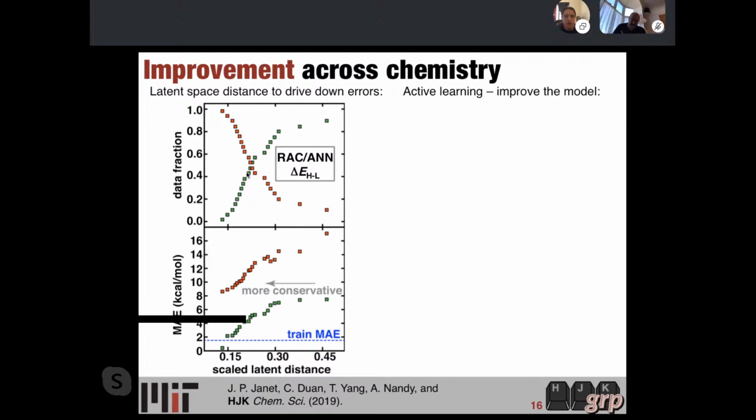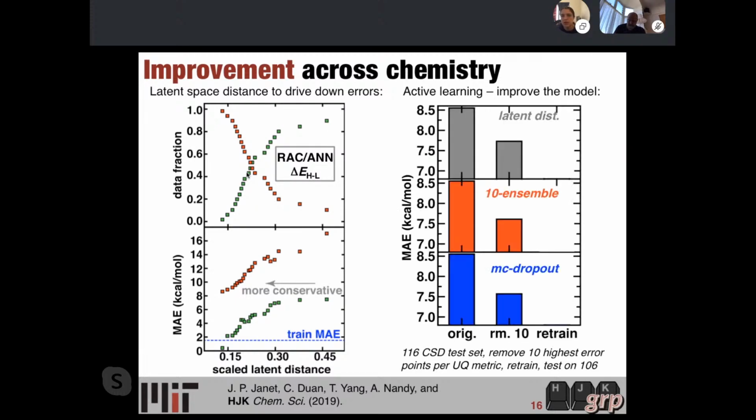The alternate thing that we could do is do model exploration with active learning. And it turns out that I will show a more concrete example of this, but in a toy example of active learning, the latent space distance actually outperforms things that are more established, like the ensemble approach or Monte Carlo dropout, because it does a better job of picking out the highest error points.